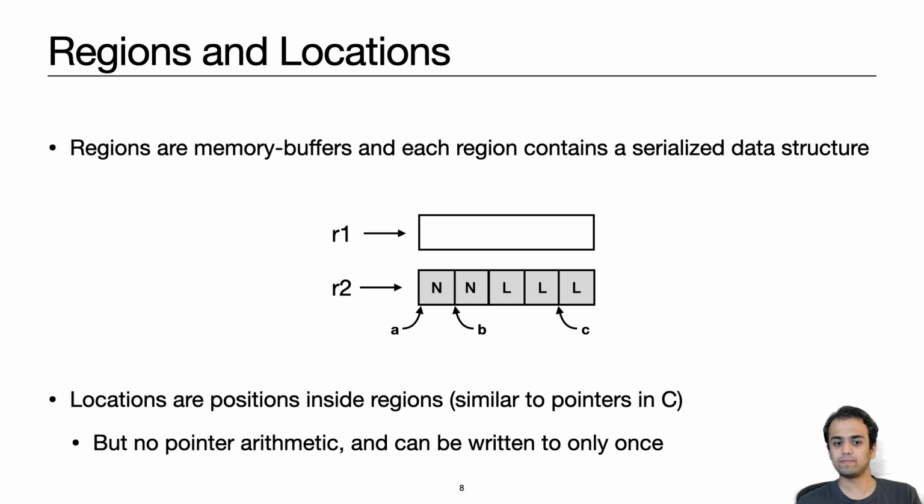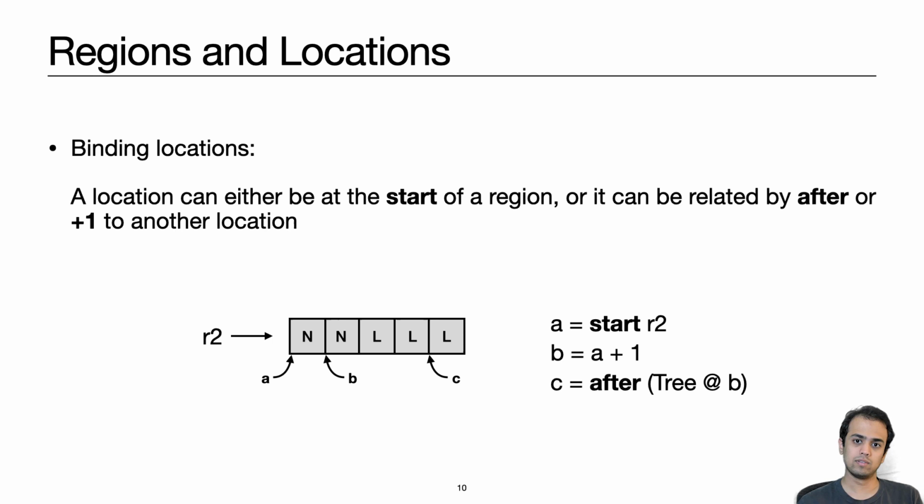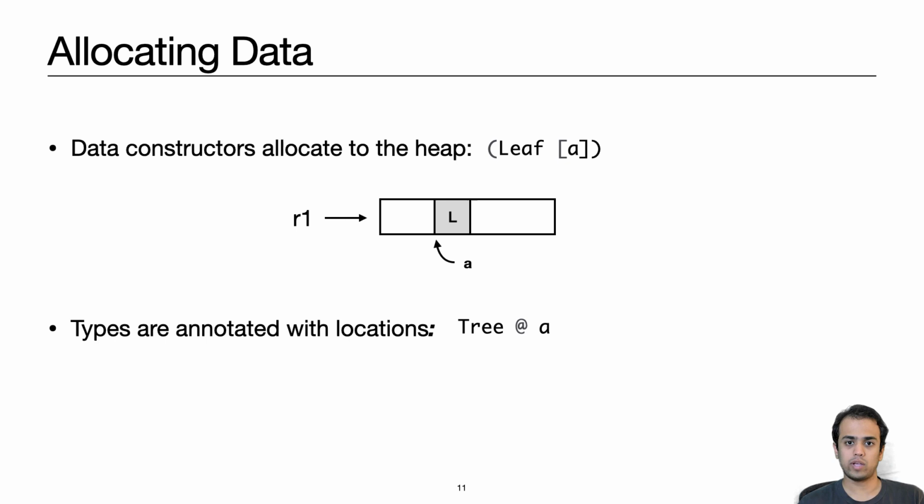To introduce regions, you use a standard let region form. And then there are a handful of different ways in which locations can be initialized, and you can relate them back to regions. So A is at the start of this region, B is one past A, and C is after every cell occupied by this tree that is rooted at location B. And by only allowing you to initialize locations in a limited way like this, Locus is able to establish certain invariants which ensure that the values being constructed are correct. Finally, you can allocate data on the heap by using a data constructor. In addition to the regular arguments, constructors also accept a location argument, and then they write the data at that location.